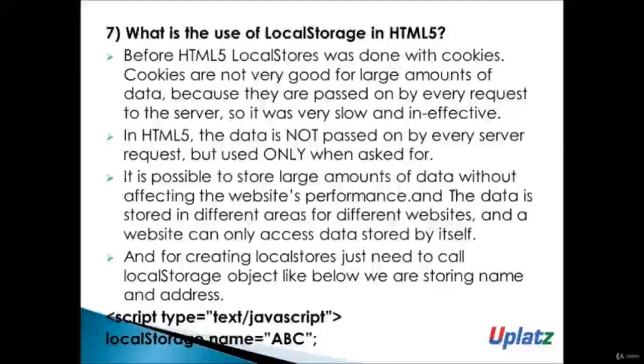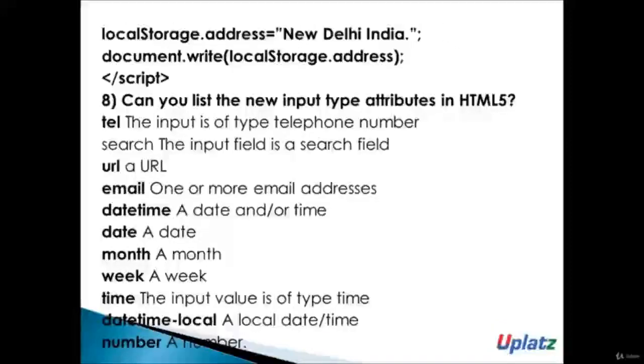And we can also create a local store, just need to call the local storage object, like below we are storing the name and address. So the name would be localStorage.name. I have given the name called ABC. Address, localStorage.address, I have given the address. So in order to access that, you need to give just localStorage.address so that you can access.